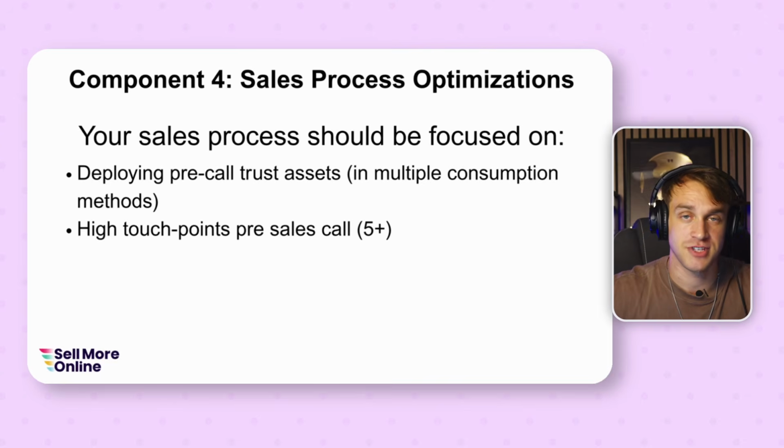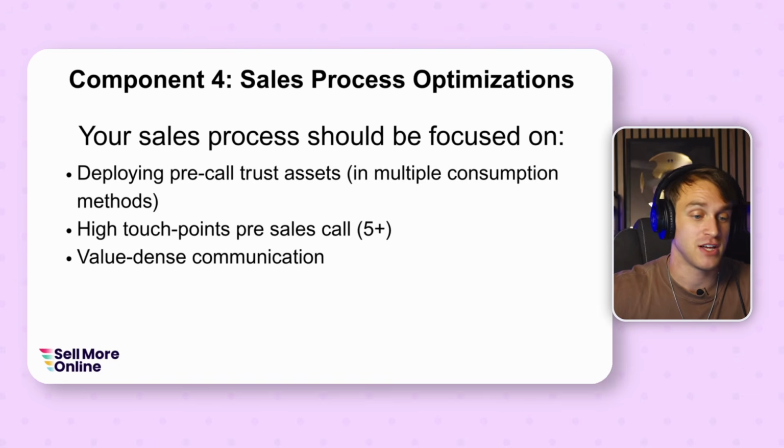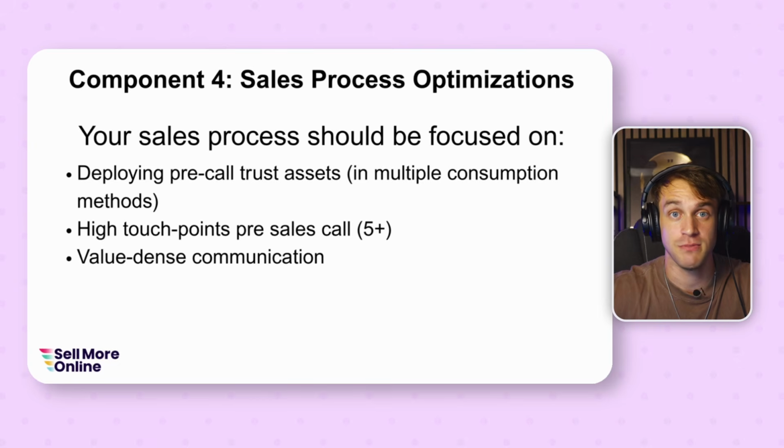So another thing with your sales process, you should have high touch points before sales calls, so 5+ per prospect. You should have value dense communication before the actual sales call occurs, trying to really understand the questions that could prevent this person from showing up in the first place and also showing up warm if they do show up, and also the objections that they have ahead of time, so you can really just get out in front of those and warm them up further before the sales call. So you're not just plagued with those in the sales call.